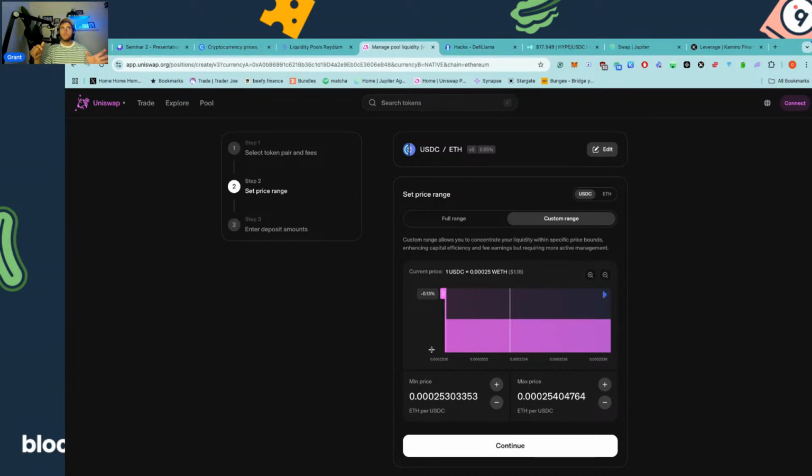And now, instead of deploying it across the UniV2 bonding curve, which is from 0 to infinity, not very capital efficient, not earning great fees, you can deposit it only between the ranges of 3,600 and 4,400. So every time ETH and USDC trade between those two numbers, you're earning fees. And the beauty of it is all of your capital is spread in a more concentrated format within that range.